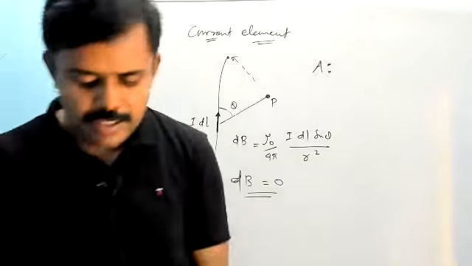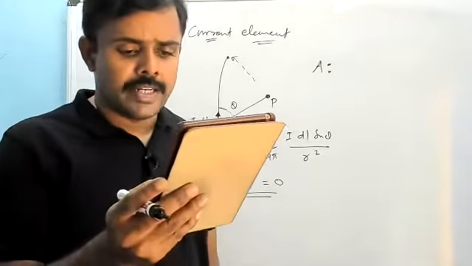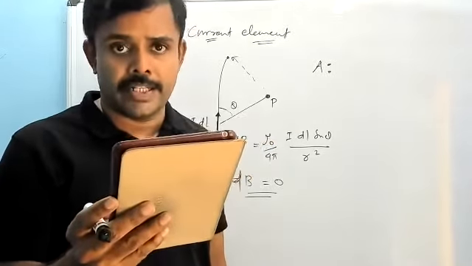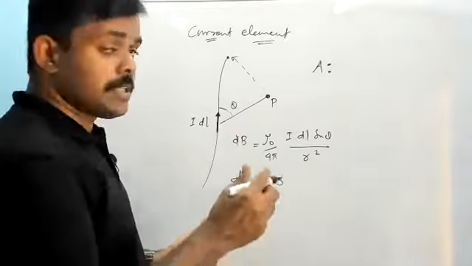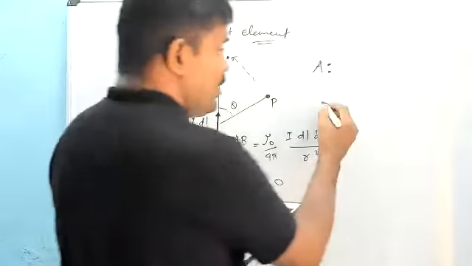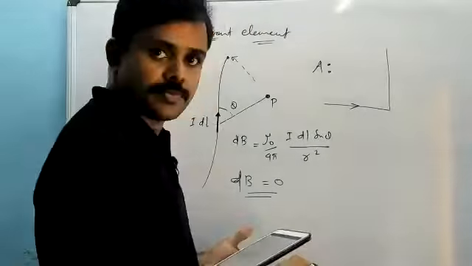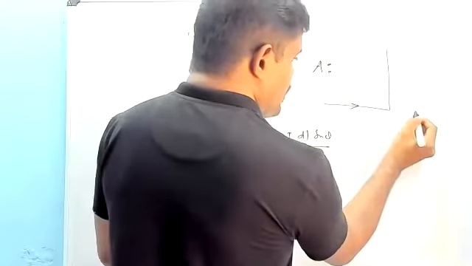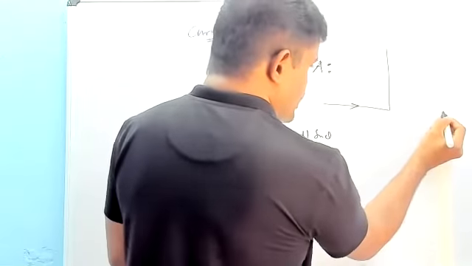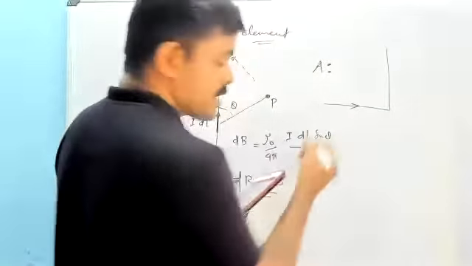Let us check the statements now. Question number 19. When the observation point lies along the length of the current element. For example, if a conductor goes like this, here the field will be 0, here 0, here 0, here 0, due to this conductor, okay?